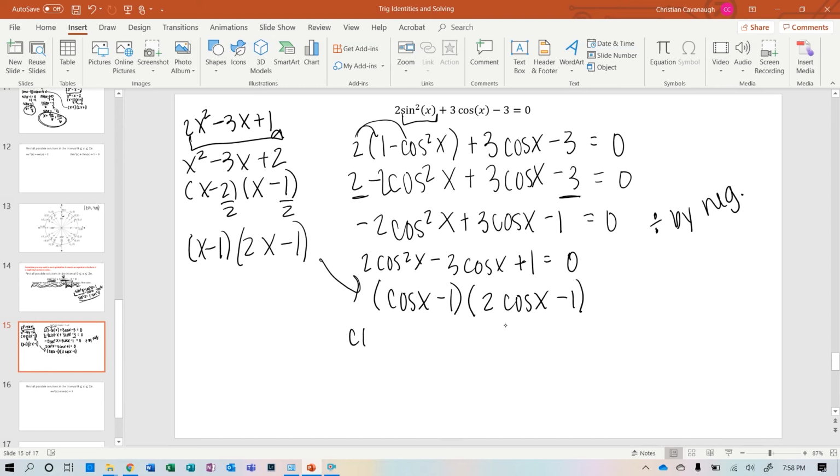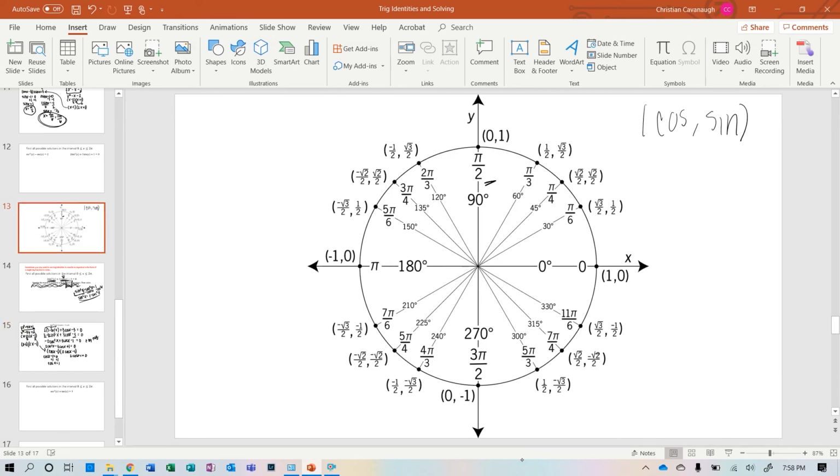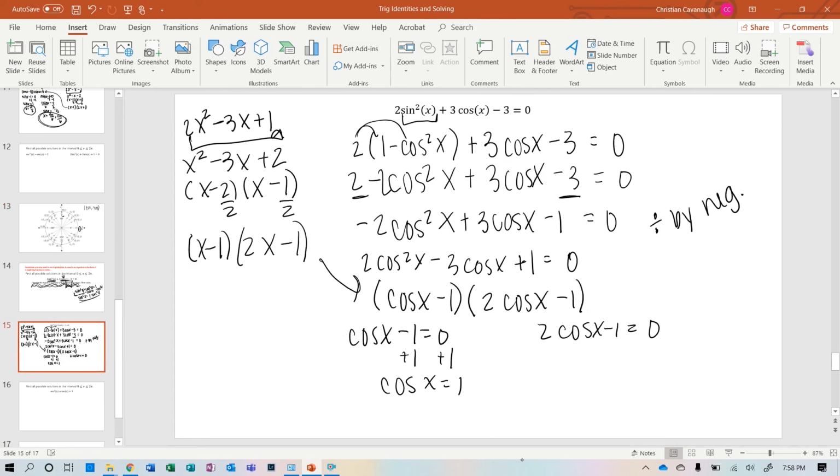Now I'm going to set both of these equal to 0. So cosine x minus 1 equals 0, and 2 cosine x minus 1 equals 0. On this one, I'm going to add the 1 to both sides, and cosine x equals 1. I will come back to my unit circle. Cosine equals 1 when x is 0, or 2 pi if you want to throw that in there too. They would both technically be solutions. So x equals 0 or 2 pi.